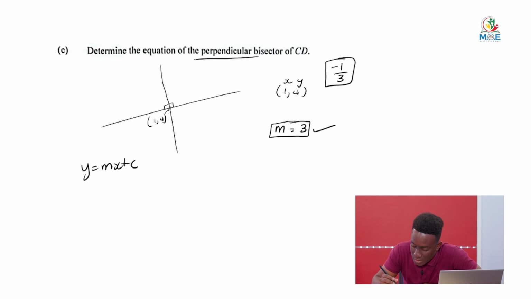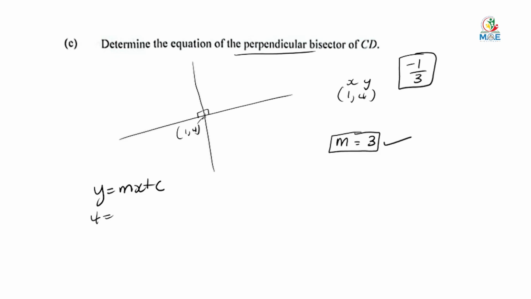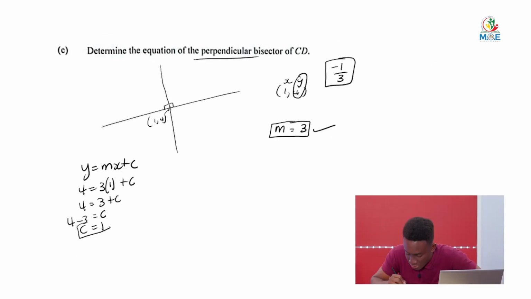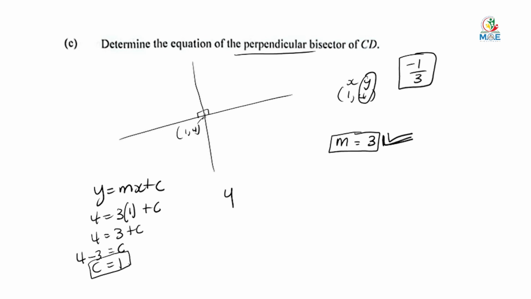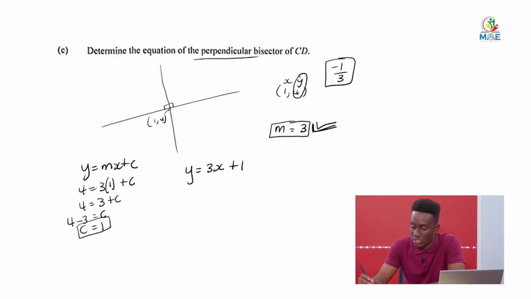Now we can find c. Instead of y, we can say it's equal to 4, because that is the value of y here, equals m, which is 3, multiplied by x, which is 1, plus c. So 4 would be equal to 3 times 1, which is 3, plus c. So c would be equal to 4, since this 3 is added, now we subtract: 4 minus 3. So c would be equal to 1. So the value of c is 1. So we have c and we have the gradient here. Let's write the equation of the perpendicular bisector. It will be y is equal to 3x plus 1. That will be the equation of the perpendicular bisector.